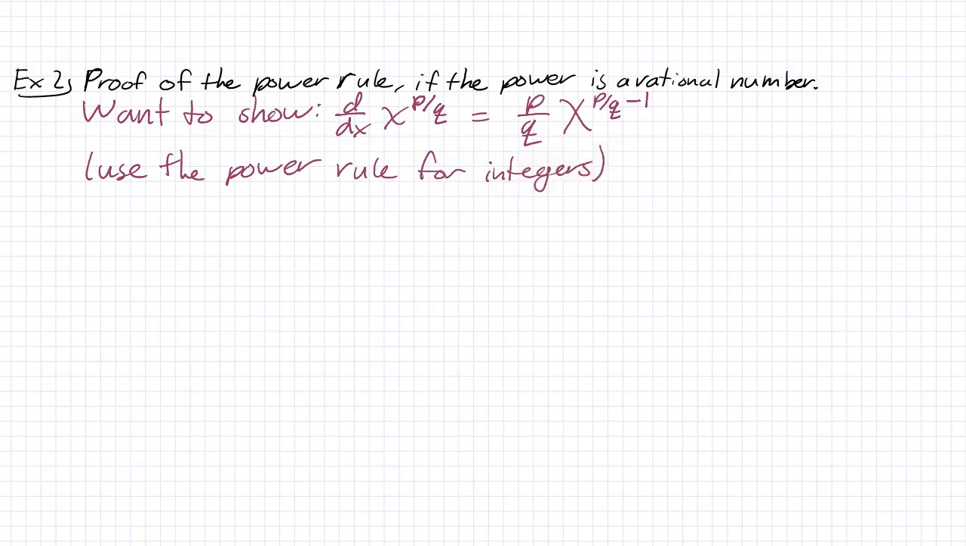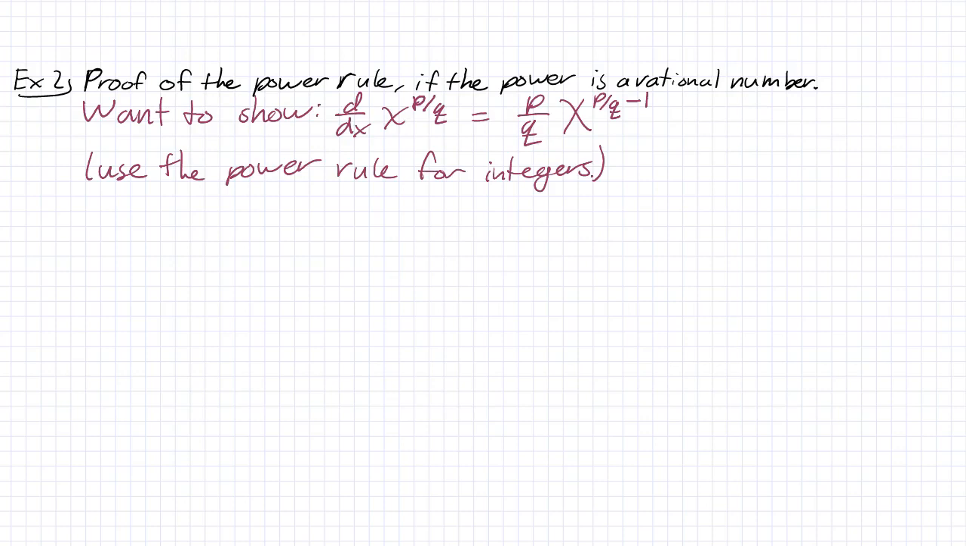Which maybe I should have said as part of the problem. So it's easier to prove that the power rule works for whole numbers, but if it works for whole numbers, this proof here is going to show that it will also work for rational numbers that are fractions of integers also. So let's see how we can do that.